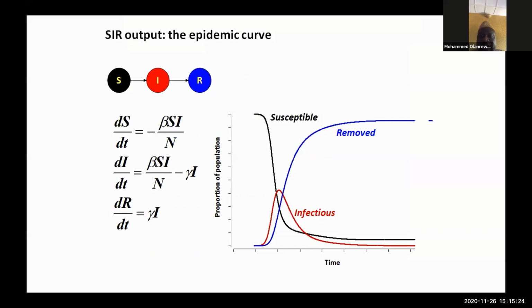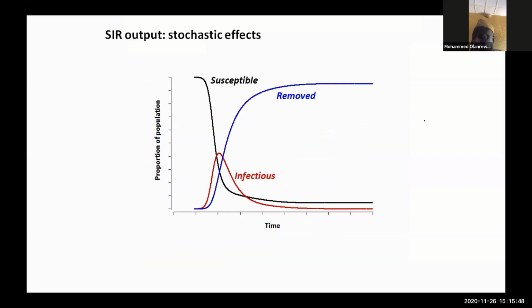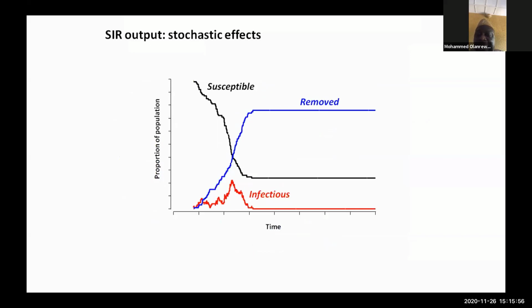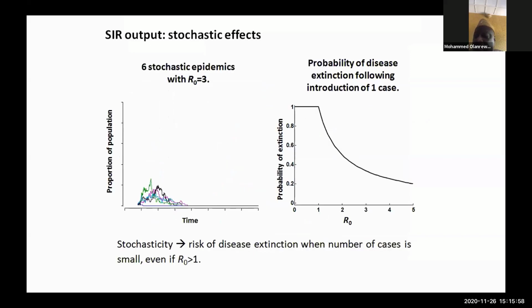An example now is something like this. This is what we call the SIR output epidemic curve. S for susceptible, I the infected, R for recovery. If you look at the graph there, the proportion of the population and the time, susceptible, infectious, and removed. And then you have the differential equation there. Today, I want to limit as much as possible. I don't want too much equation because I'm aware that we are not all in mathematics. Some are from computer background, some are from social sciences.